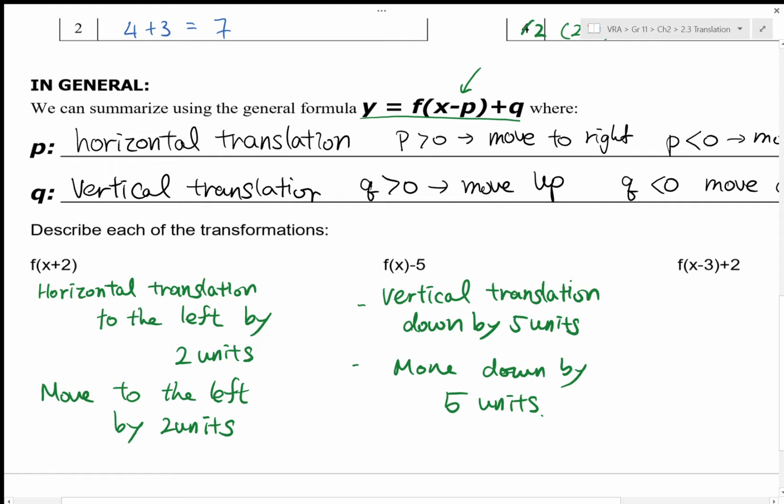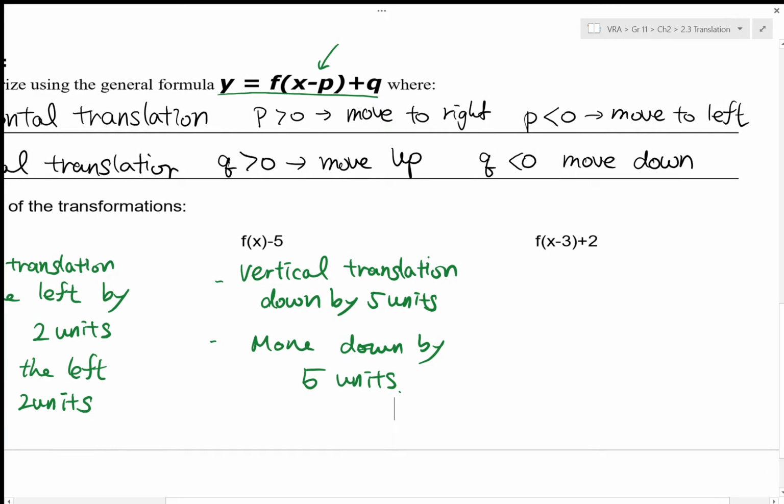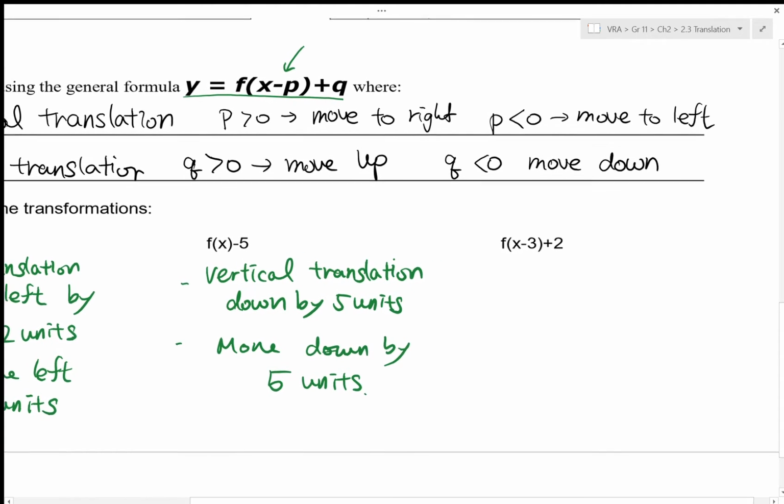Okay, either one I will take. I prefer the first one since you're a grade 12 teacher. You may prefer the proper way of saying, which is vertical translation or horizontal translation. But for now, I am okay with either.